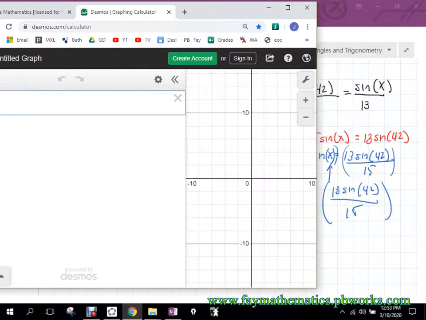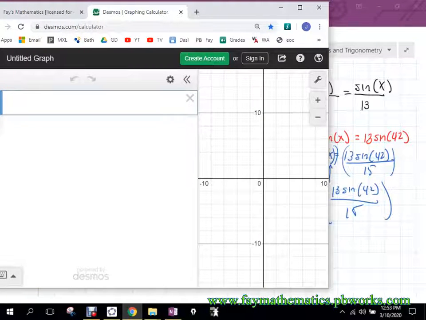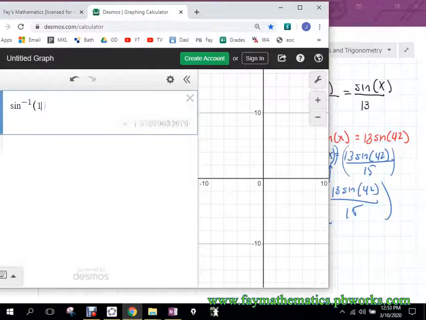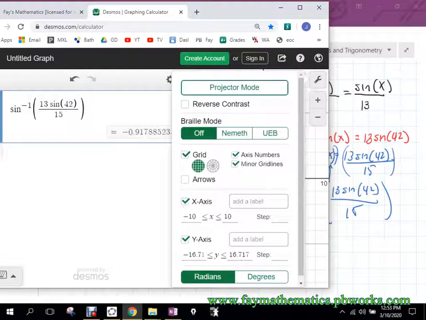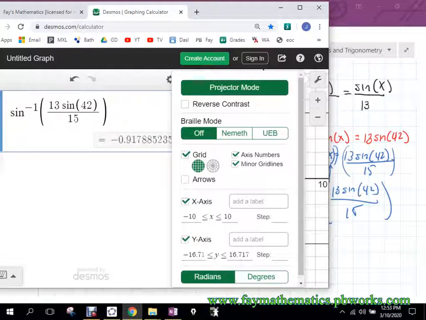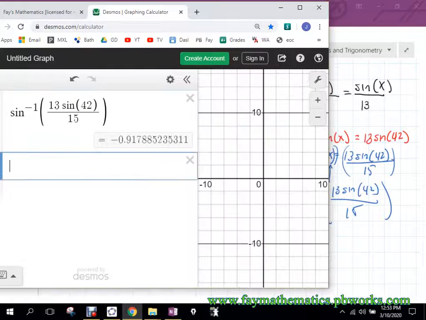So all I do, I'm going to grab Desmos. Why do I like Desmos? Because when I type it in as sine inverse of 13 sine of 42 divided by 15, it puts it in print that is exactly the same as what I wrote by hand. Now, why would I know, and I did this on purpose, when I get that negative, why do I know if that's wrong?